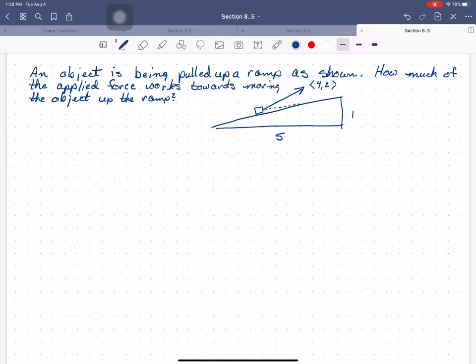Okay, so I set up this problem, and what I want to know is how much of my force, my vector A, actually moves or acts in the same direction as the ramp, which could be thought of as a vector B.